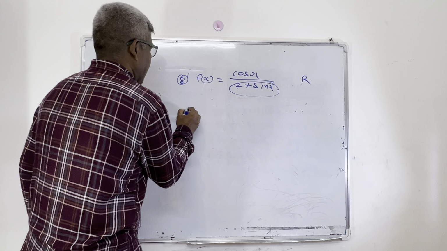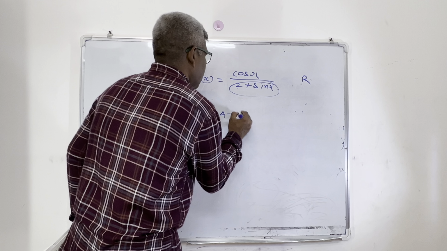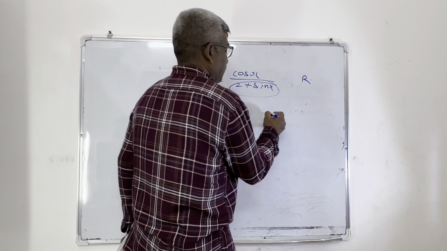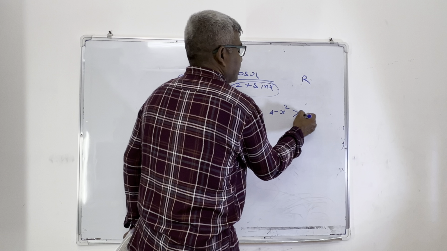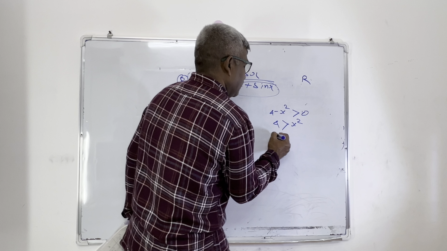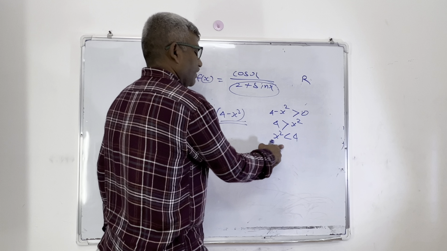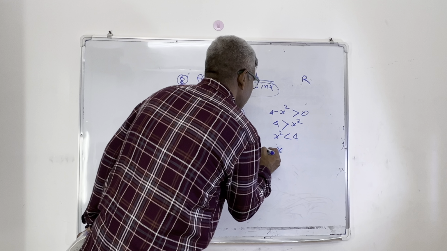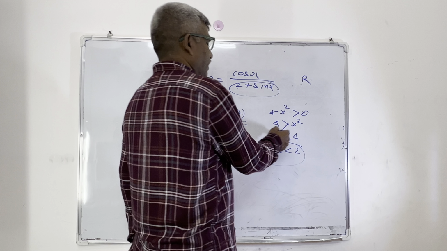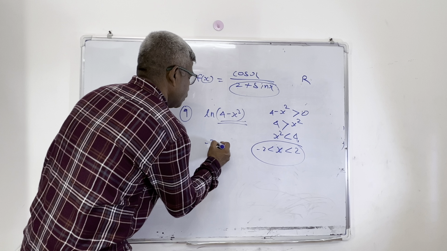Question number 9. Ln of 4 minus x squared. Ln argument should always be positive. So 4 minus x squared should be greater than 0. 4 is greater than x squared. So x squared is less than 4. So x value will be minus 2 to 2. Then only x squared is less than 4. So how to write it down? Minus 2 to 2.